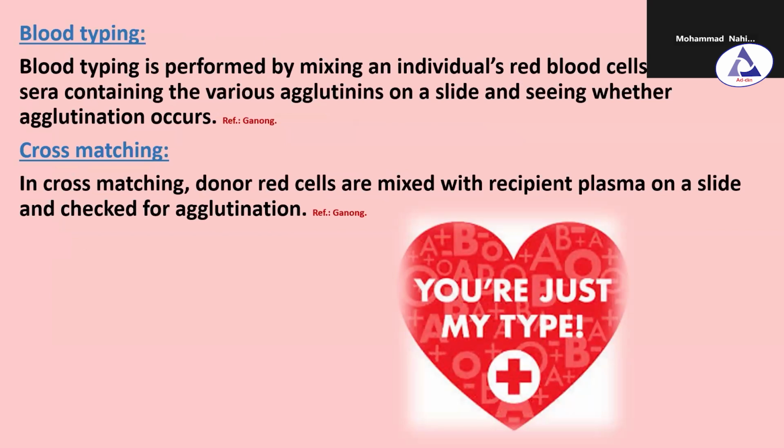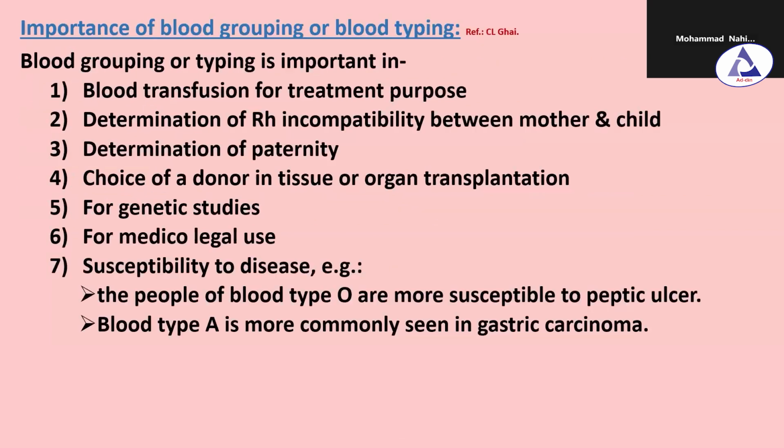So, what is cross-matching? In cross-matching, donor red cells are mixed with recipient plasma on a slide and checked for agglutination.